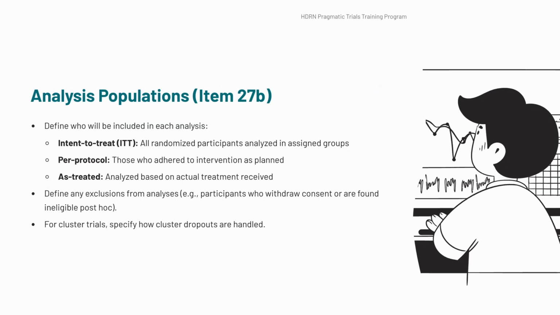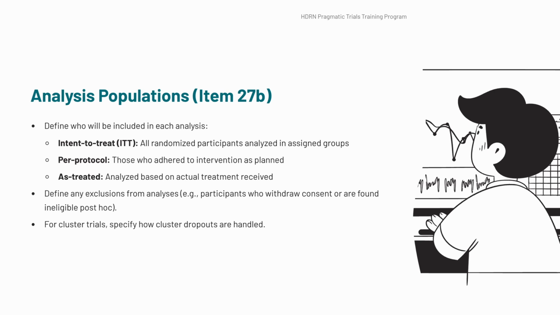Then, item 27B, definition of who will be included in each analysis. In superiority trials, most pragmatic trials use an intention-to-treat approach, meaning all participants are analyzed as randomized, regardless of adherence. If the design is non-inferiority or equivalence, be explicit about the primary analysis set and whether both intention-to-treat and per-protocol analyses will be reported. If there will be any per-protocol or as-treated analyses, describe them as secondary.